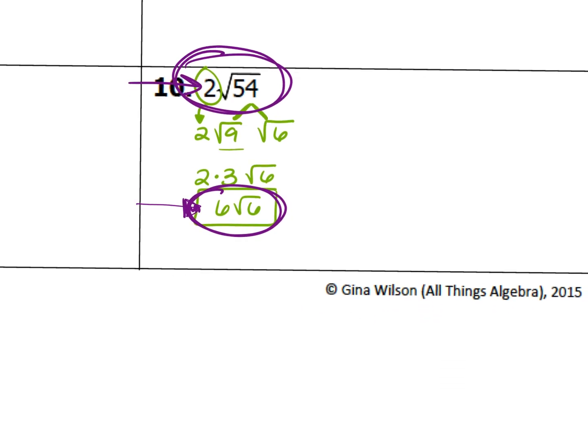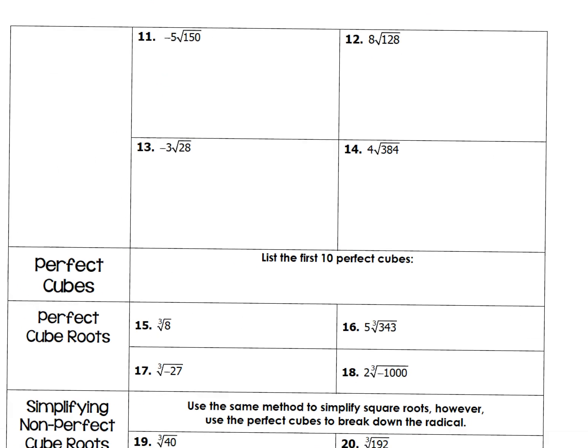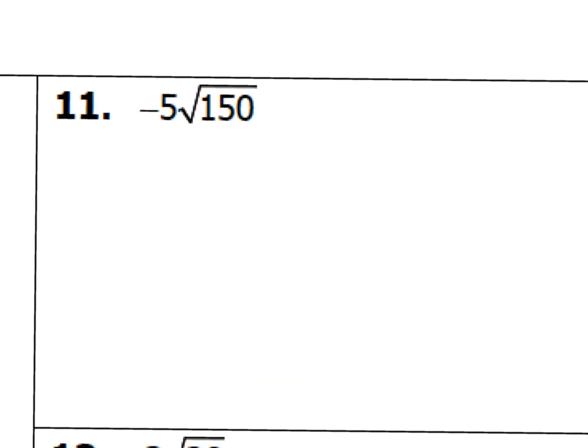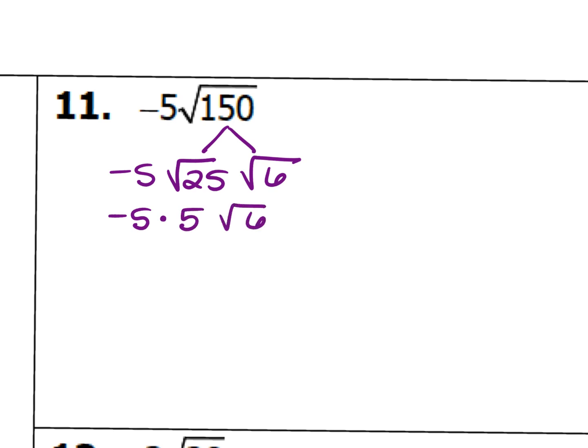Okay, number 11, and then we're going to do a little bit of newness here. All right, so it's -5 times the square root of 150. What perfect square is 150 divisible by? Yeah, it would be 25. So you have a -5, you have the square root of 25 times the square root of what? 6. Yep, so go 150 divided by 25 and you get 6 there. So this is -5 times, our operation, 5 and the square root of 6.